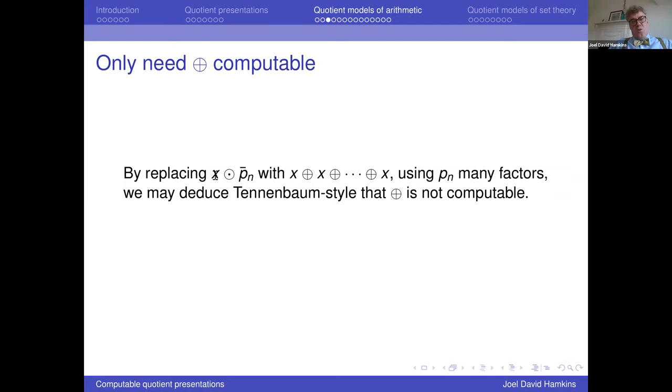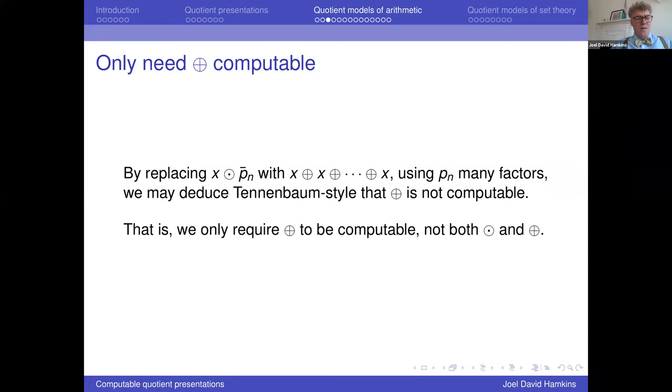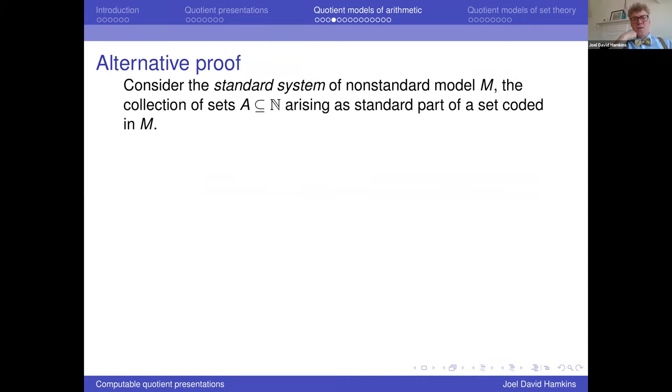It's very simple, because what we needed in the proof was to multiply x by pn bar, but this was a standard finite number, and so we could have just added instead. We didn't need multiplication to do the decoding, we only needed addition. So what we can deduce is that there's no quotient presentation whose plus is computable and whose equivalence relation is CE that gives you a non-standard model. You can also do a similar thing with the multiplication if you push all the coding into the exponents instead of the primes themselves, since exponentiation turns multiplication into addition. So we can do the same argument, assuming only that times is computable, and we never need to talk about plus. Okay, right. So let me give an alternative proof of that theorem.